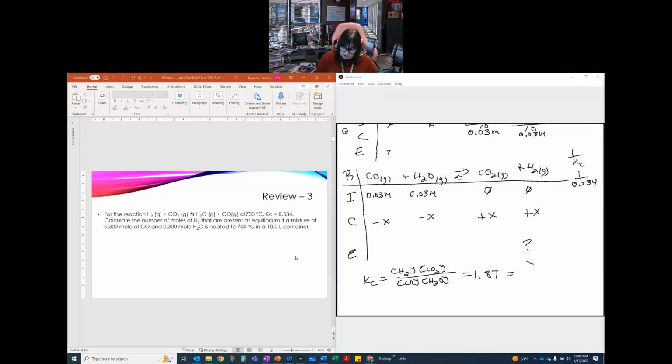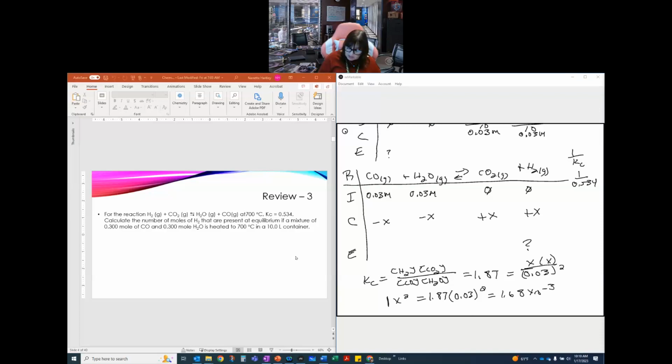Now, I know that H2 is an x, the CO2 is an x, the CO and the H2O are 0.03. Both of them are, so I'm going to write that down and square it. I'm actually going to do it the other way, so this is going to become x squared equal to 1.87 times 0.03 squared. That gives me 1.68 times 10 to the minus 3.